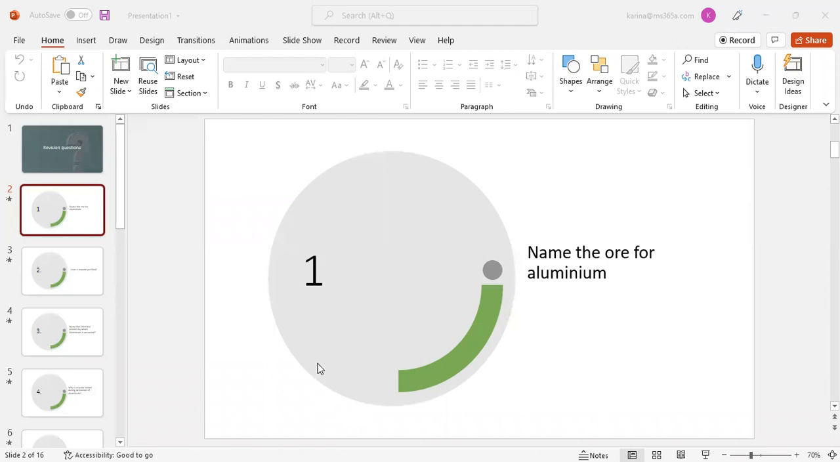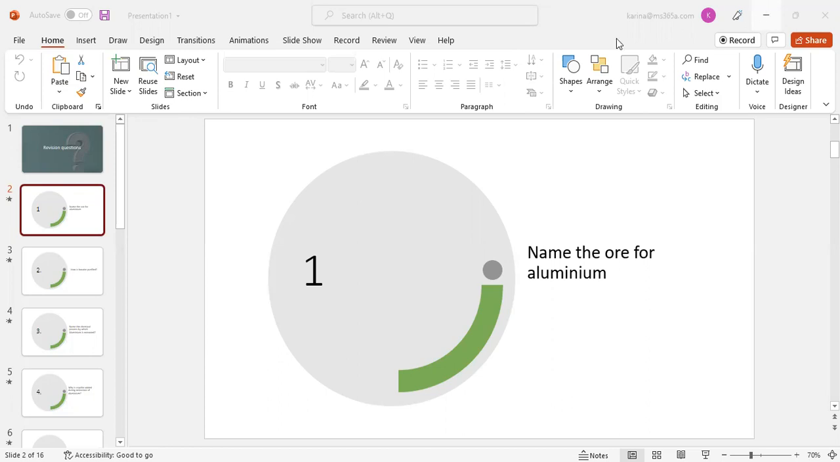Faria, are you there? Can you see the screen, students? You should be able to see. Yeah, I responded in the chat. Okay, hold on. Okay, now that's Isabel. What is the answer? Name the ore for aluminium.